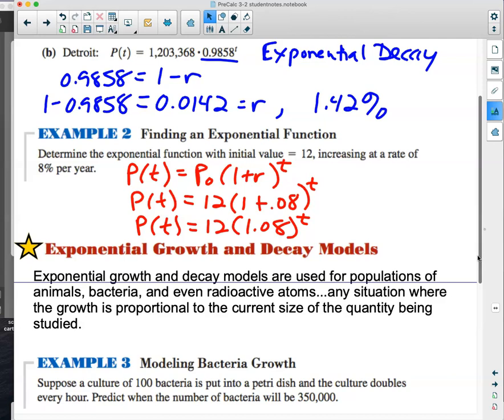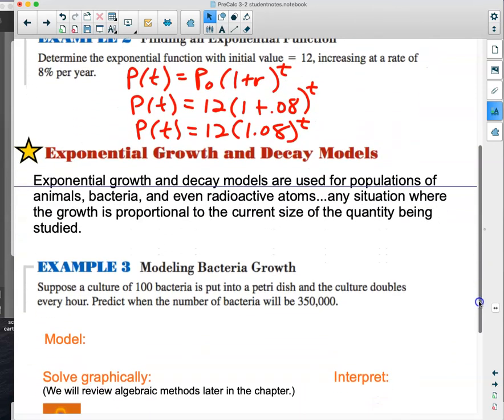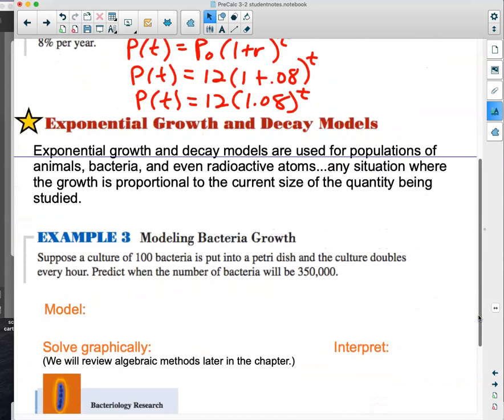And now we want to look at some more detailed real-world problems that have to do with this. And it's exponential growth and decay model, so we're still sticking with that. But our objective of talking about the real-life situations needs to go a little bit farther than the money in the bank stuff that you did in Algebra 2. So exponential growth and decay models are used for populations of animals, bacteria, and even radioactive atoms. Any situation where the growth is proportional to the current size of the quantity being studied.